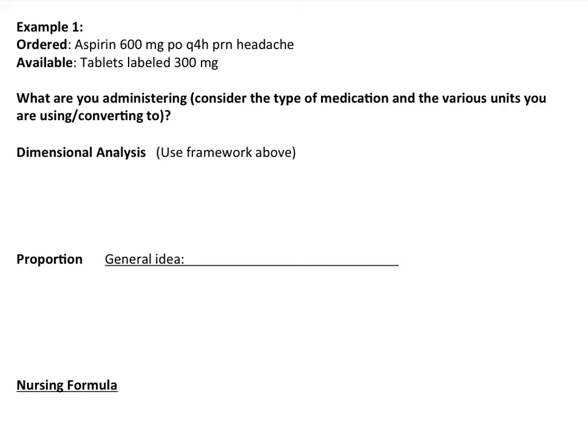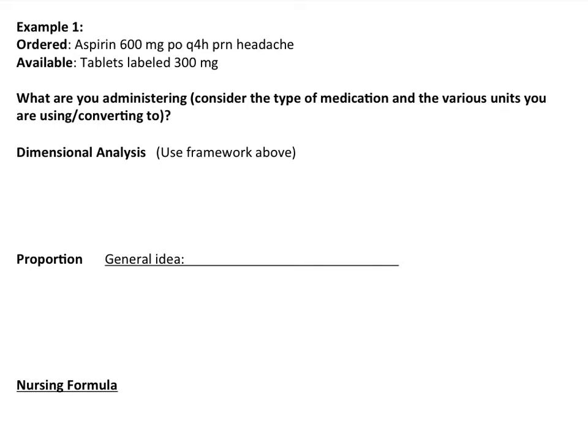So here in this example, we're told aspirin is ordered. The patient needs to receive 600 milligrams by mouth every 4 hours as needed for pain for a headache. And what's available to us is tablets in 300 milligrams. Now, I'm sure many of you could do this in your head, but I want to show you how we can set this up using the big three: dimensional analysis, proportion, and the nursing formula.